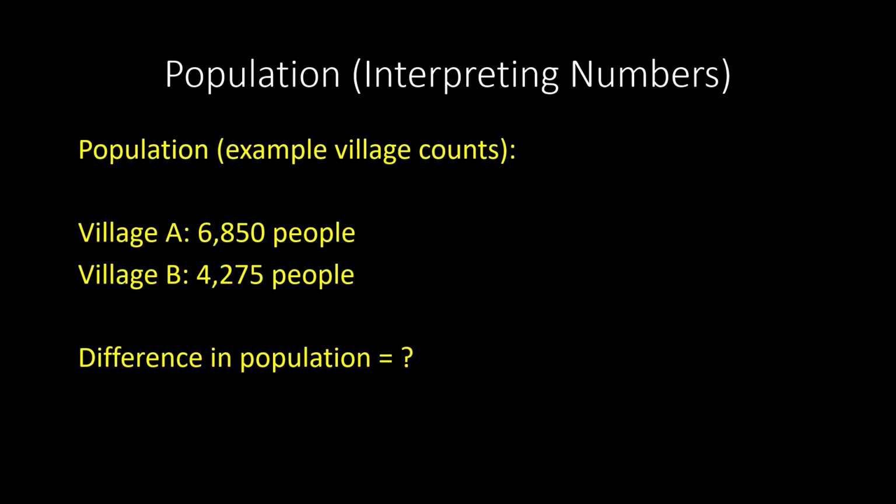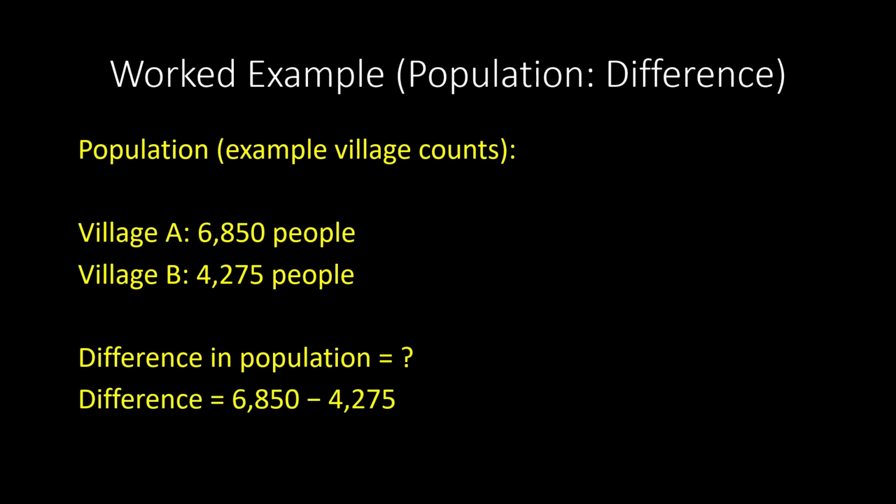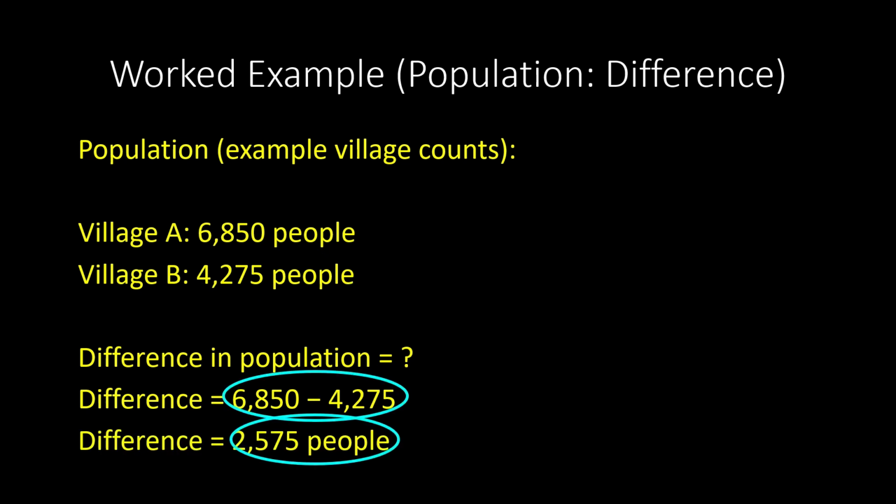In this example, we need to subtract. So let's subtract. 6,850 minus 4,275 equals 2,575 people.